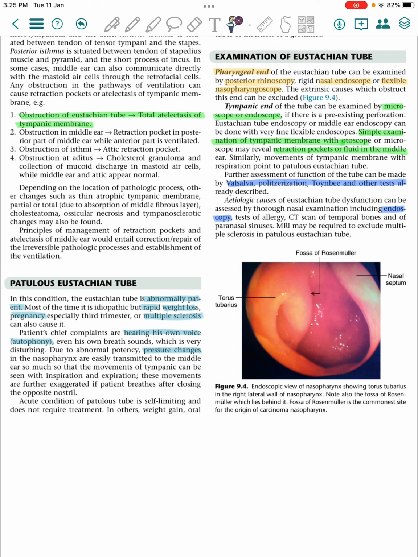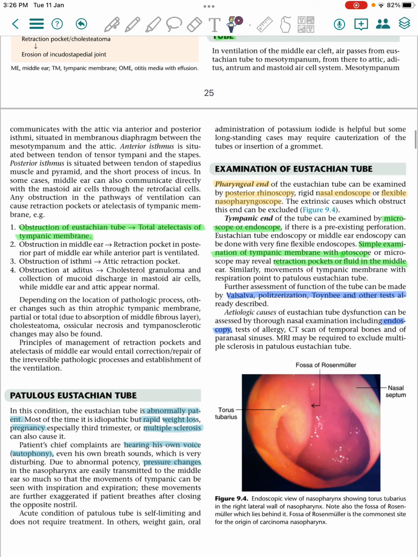We saw above the patulous Eustachian tube, which is abnormally open, as in rapid weight loss, pregnancy, multiple sclerosis, with hearing own voice, autophony. And finally, the examination of the Eustachian tube. On the pharyngeal end, we can see it through posterior rhinoscopy, which is the most commonly used method. We can use a nasal endoscope and a flexible nasopharyngoscope. The tympanic end can be seen with a microscope, endoscope, or otoscope. We can see the tympanic membrane in the otoscope. Retraction pockets will also be seen.